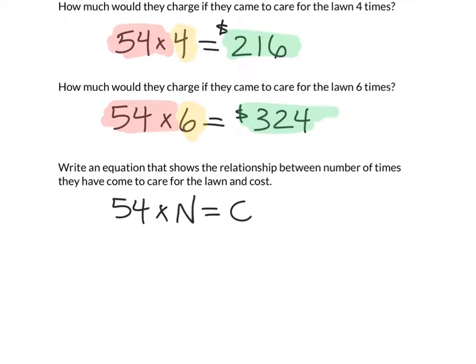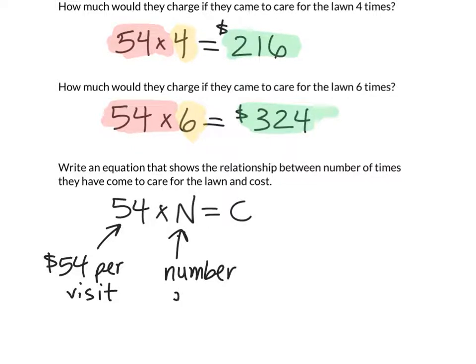And so 54 is $54 per visit. The N is the number of times they come. And the C is our total cost.